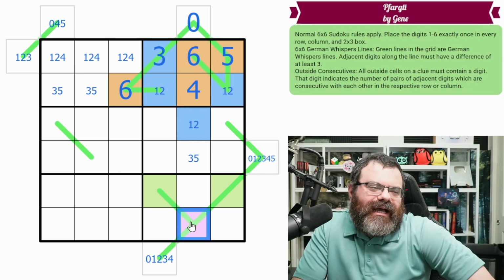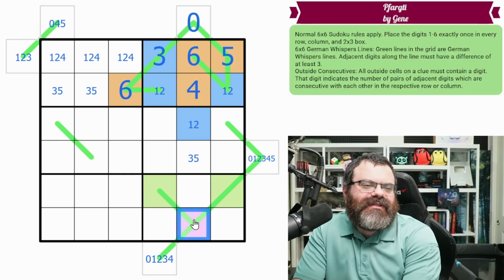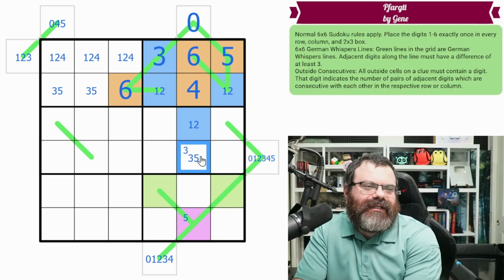So if this is high, it's got to be a 5. And that makes this 3. So this would be a 5. This would be 3. 3 can't go next to 2, so it would be 1. And then this would be a 2.